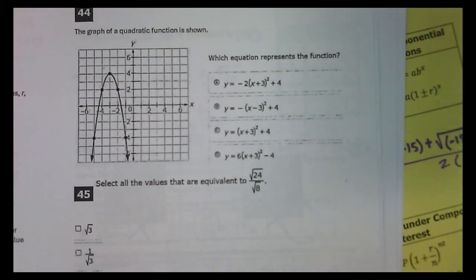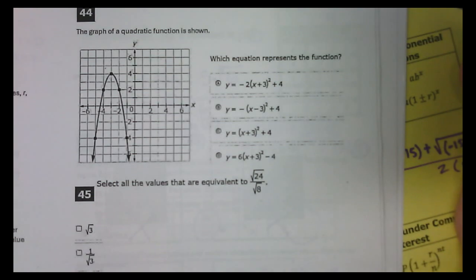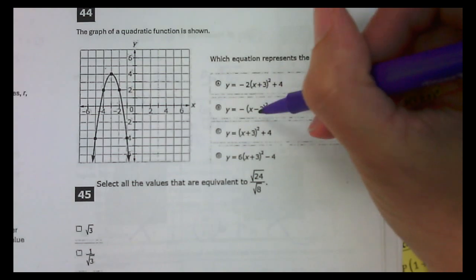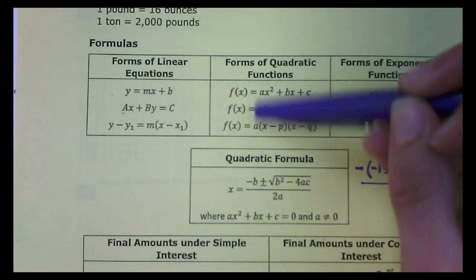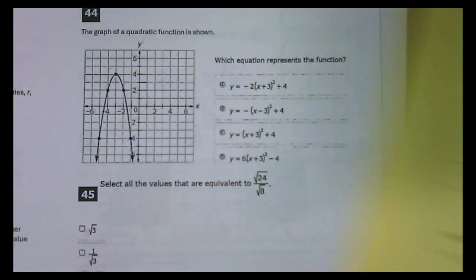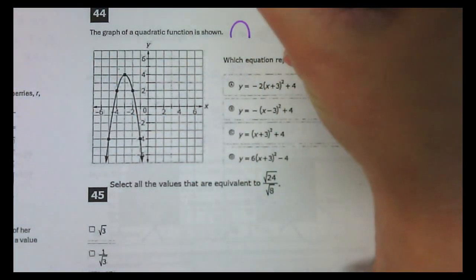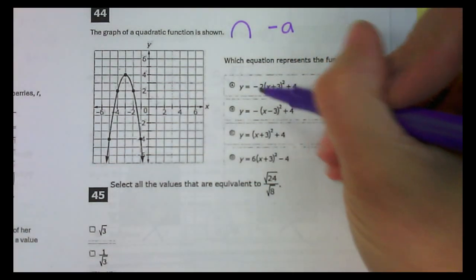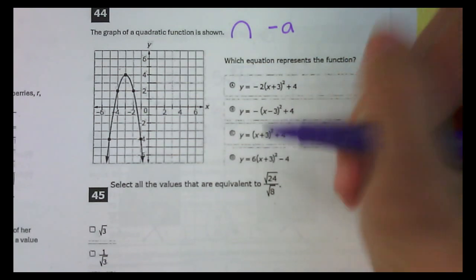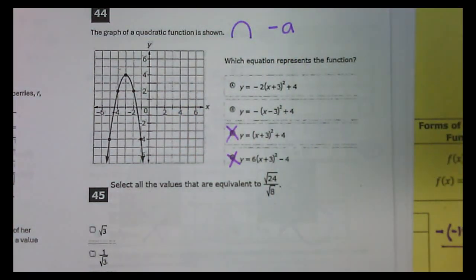Number 44. The graph of a quadratic function is shown. Which equation represents the function? We notice all of these are in vertex form. Vertex form on your formula sheet is right here. Our A value for all three forms tells us which way our graph is opening. This graph opens down, which indicates I should have a negative A value. Negative, negative, positive, positive. C and D are wrong. Now I've got 2 to pick from.